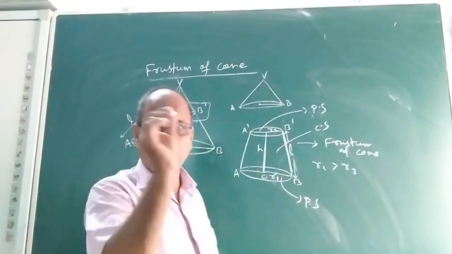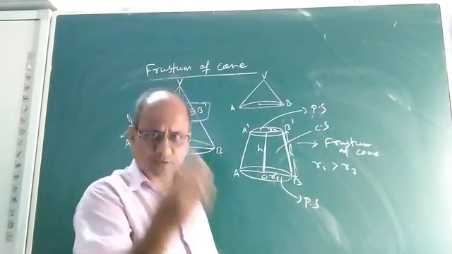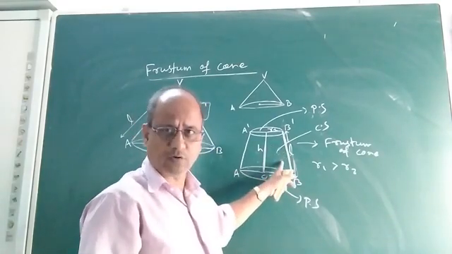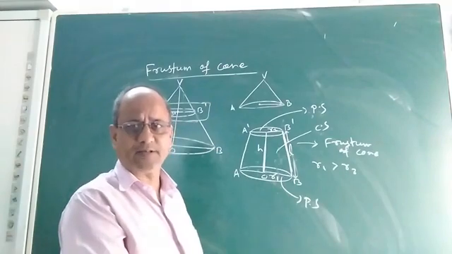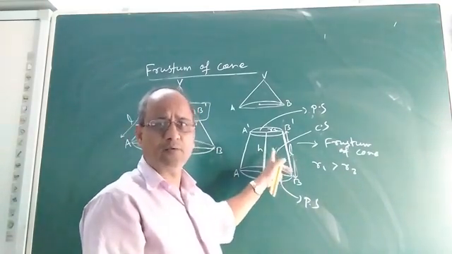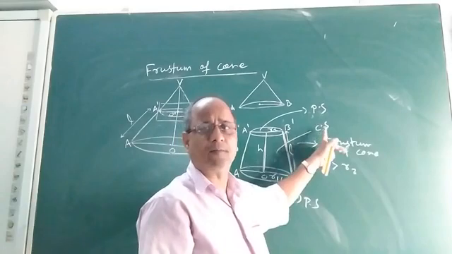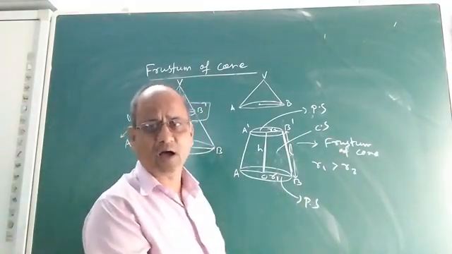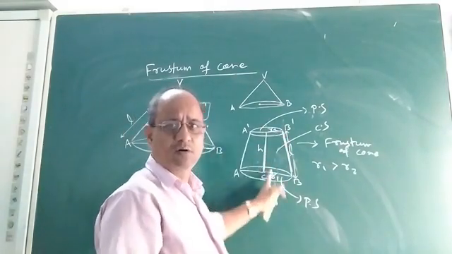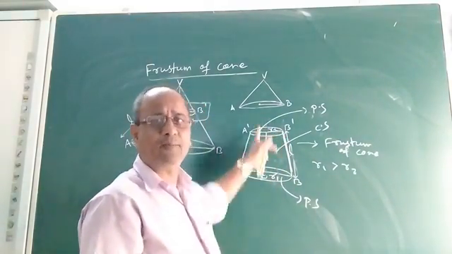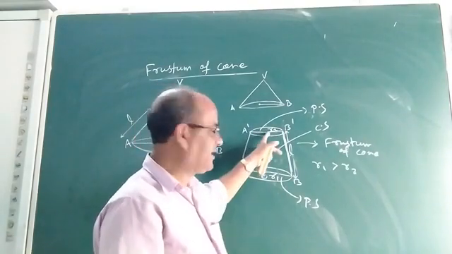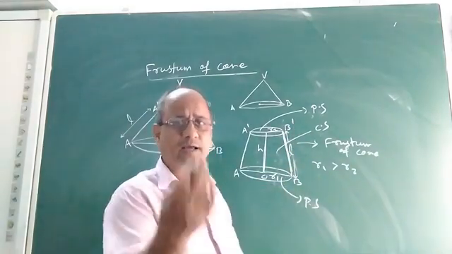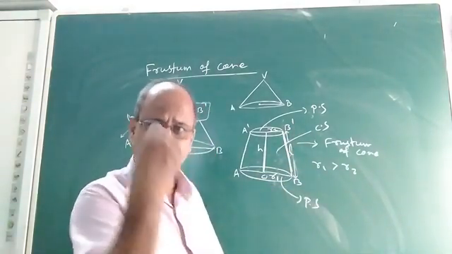Okay. Now if it has one curved surface, then it will have some area. So what will be the curved surface area of a frustum of cone? And what will be its total surface area? Once we are able to find the area of the curved surface of a frustum of cone, we can easily find the total surface area by adding the area of the two flat surfaces to the area of the curved surface.